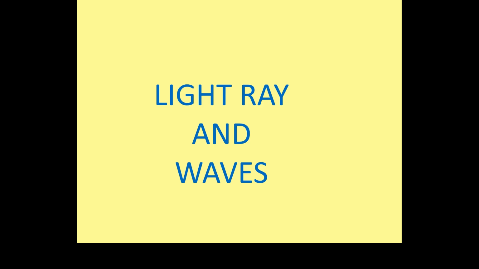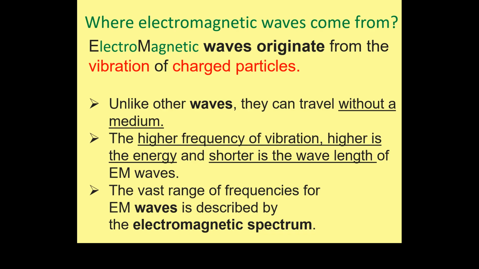So an electromagnetic wave is a combination of electric and magnetic waves. Here we can see very clearly that the wave on the y-axis is representing the electric field, and the wave on the x-axis is representing the magnetic field. In this way, by combining two waves, we are getting the electromagnetic wave.